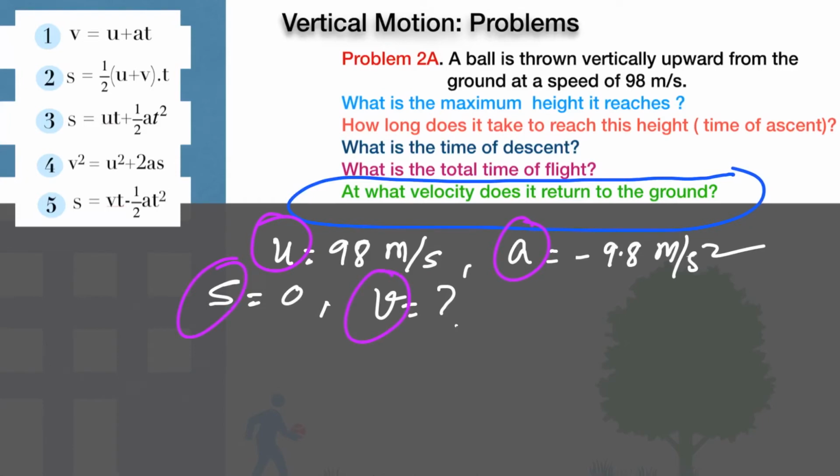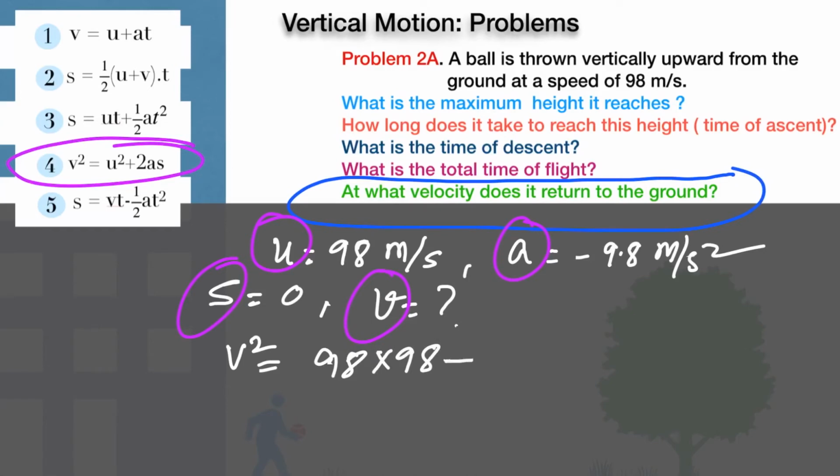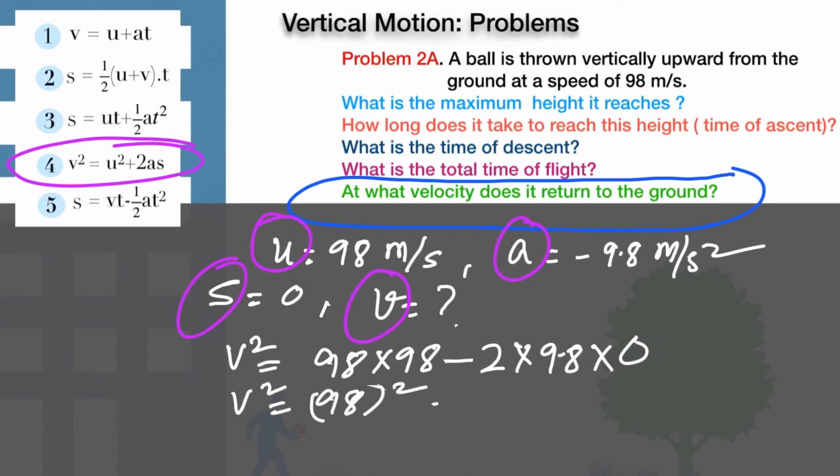So the most suitable equation is the fourth one. Using this equation, let's put the values. V square is equal to U square, which is 98 into 98, plus 2AS. Minus 2, because A's value is negative, which is 9.8, into S, and S is 0. So V square equals 98 square, or V is equal to plus minus 98.